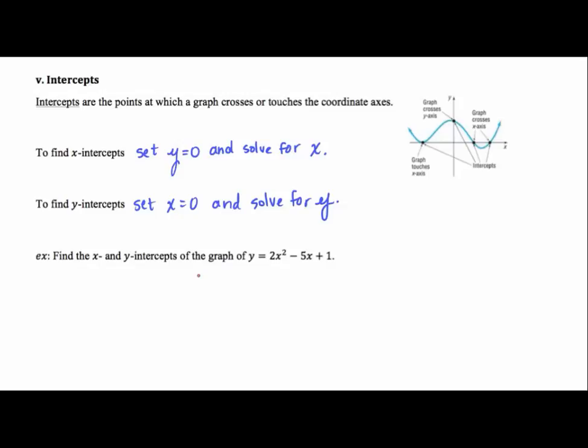Okay, and this works for any kind of equation, you know, linear, quadratic, rational, radical, whatever. I think there's one of each of those 4 in your homework, actually.